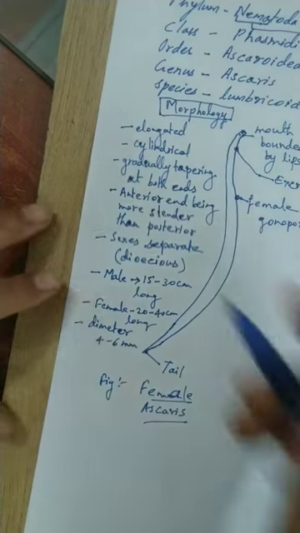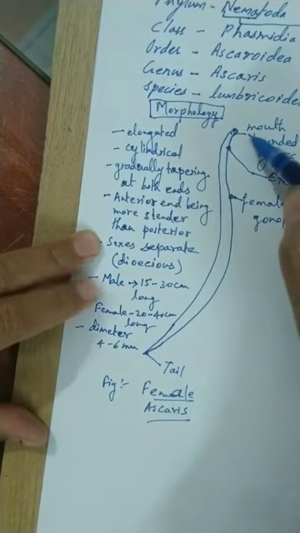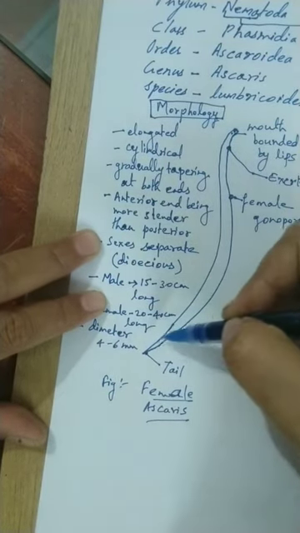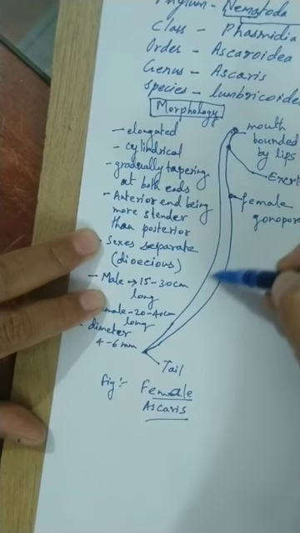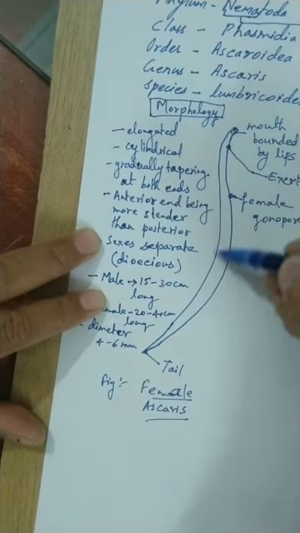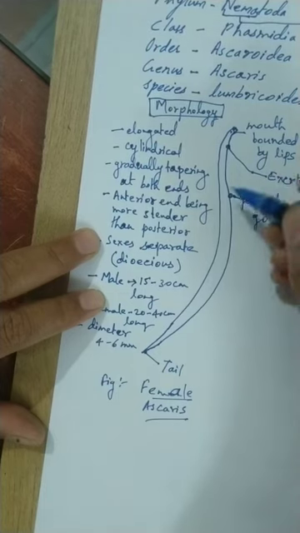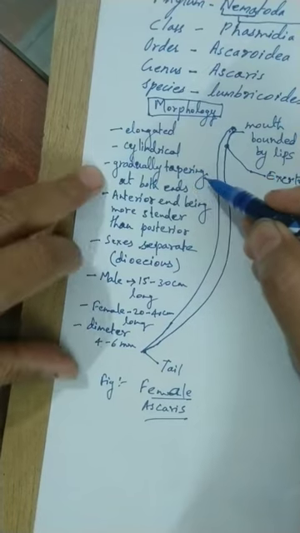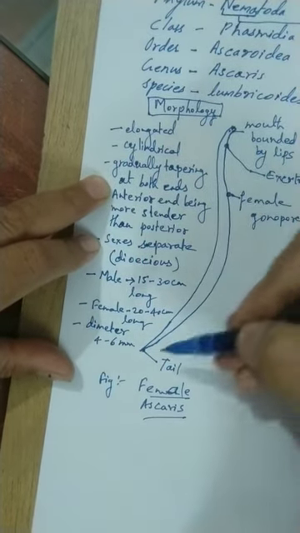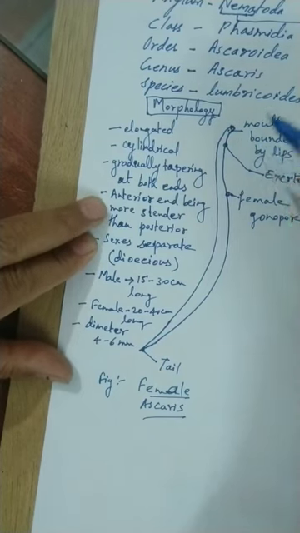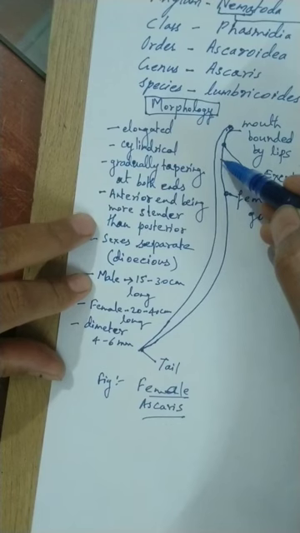Now coming to the morphology of Ascaris. It is elongated in shape. You can see this organism. It is elongated, cylindrical in shape. Cylindrical means cylinder-like. Gradually tapering at both the ends, but the anterior end is more cylindrical than the posterior.